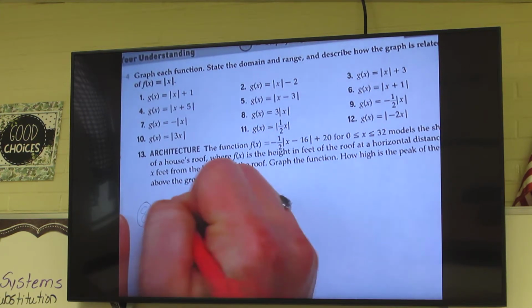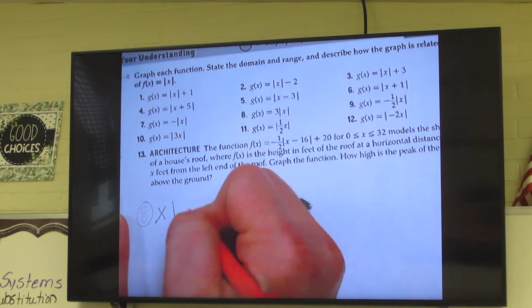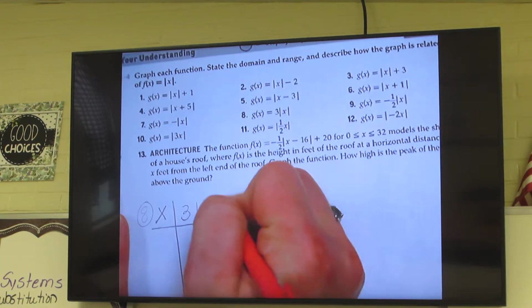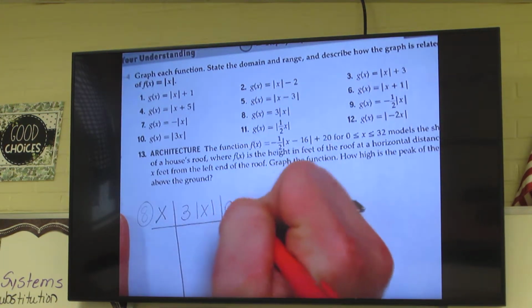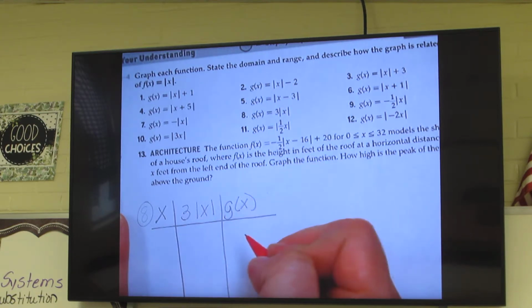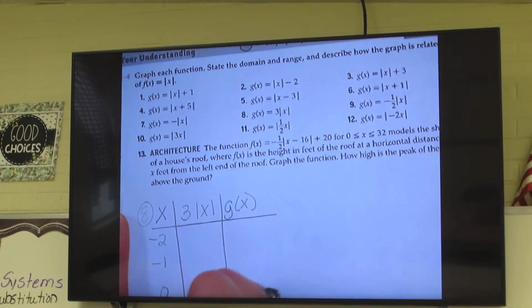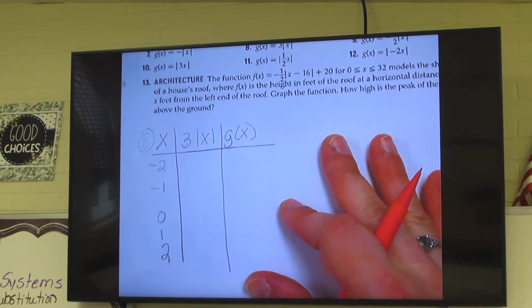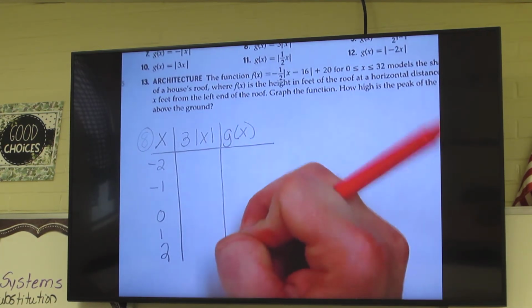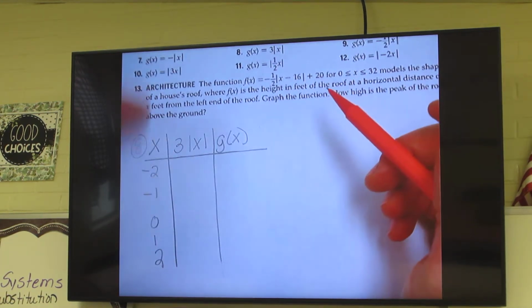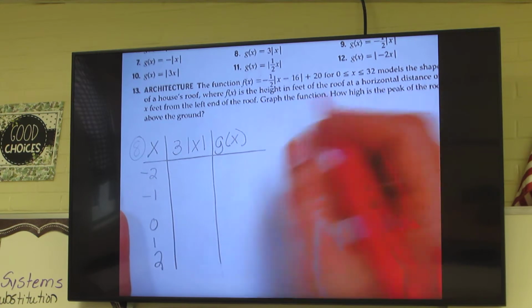So you have an X, you put your function rule, which is 3 times the absolute value of X, and this equals g of x. The values I told my students to choose today were -2, -1, 0, 1, and 2. But your graph needs to make a V all the time. If you chose these points and you didn't form a V, you would need to go either more negative or more positive to get that V to appear.